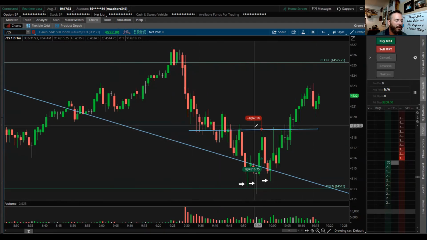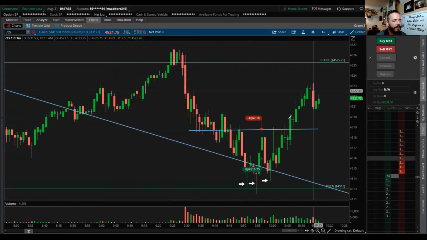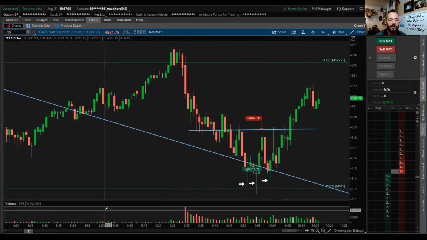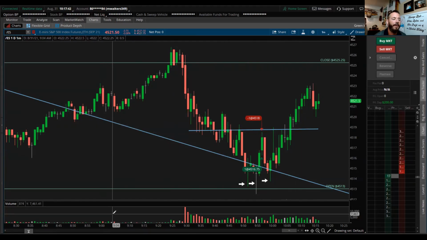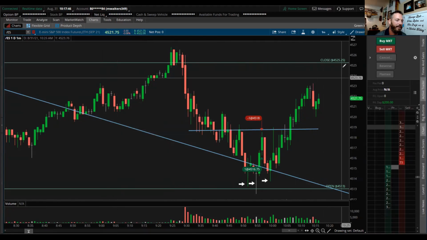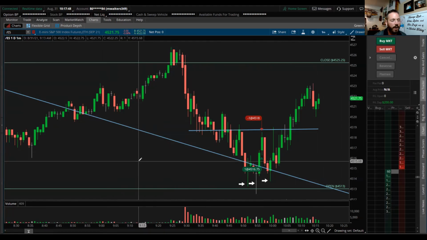Once it breaks these levels, well, then, yeah, now you're starting to really show signs that the market is reversing. There's potential for it to come back down to test and then make its way up. Now, I can't see the future.